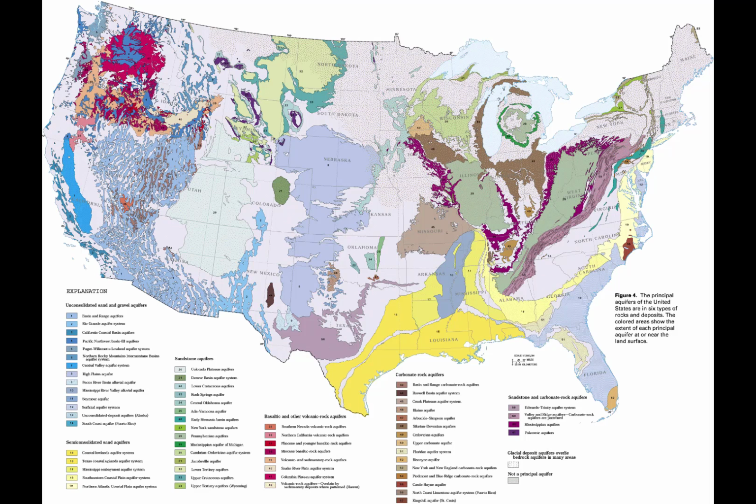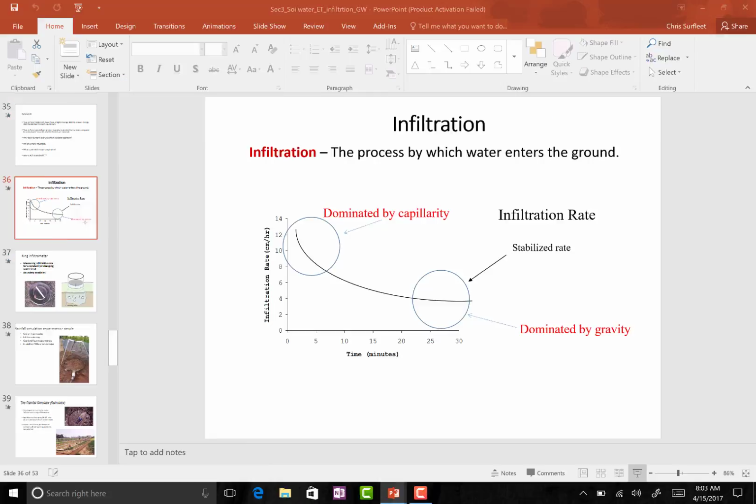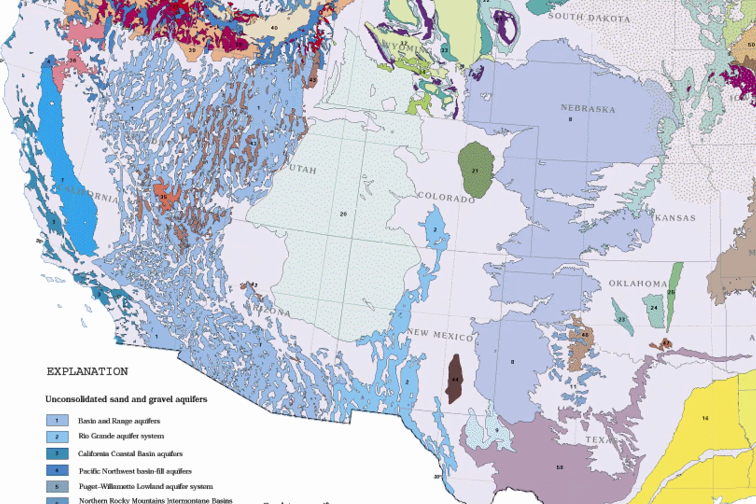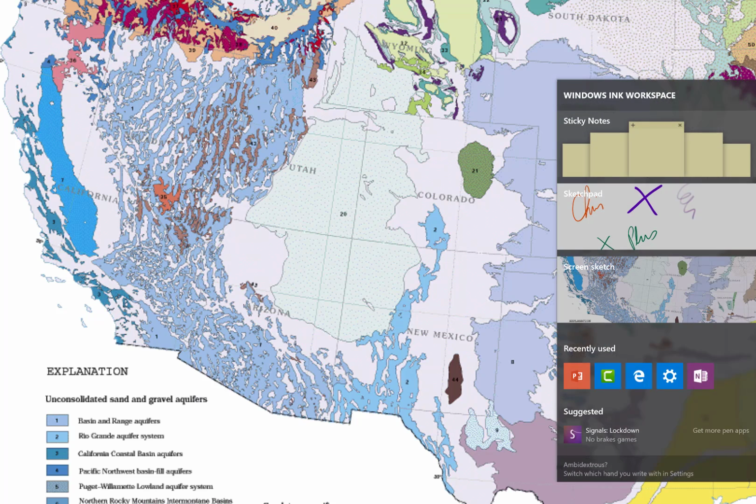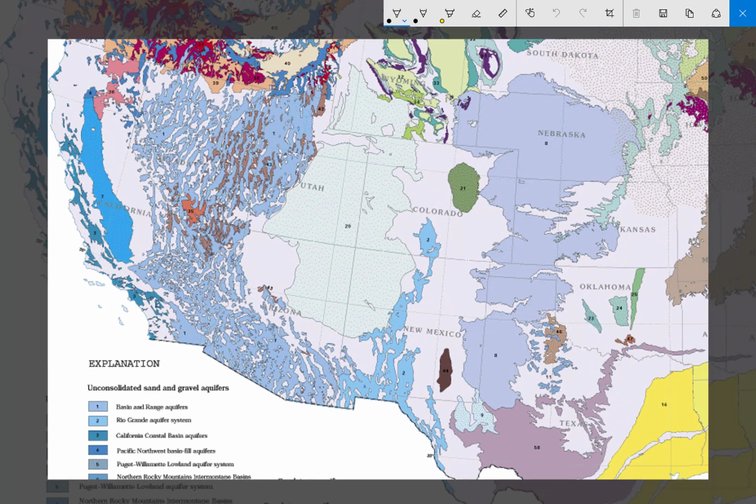So this map is put out by the United States Geological Survey. It's just a very gross, large-scale map of the various groundwater aquifers that have been mapped in this country. Moving into California, you can see the San Joaquin Valley here.